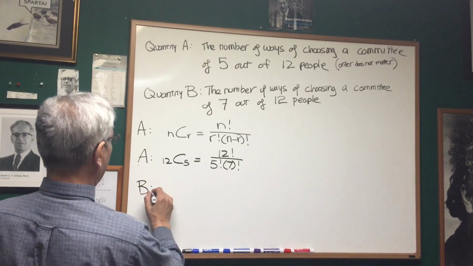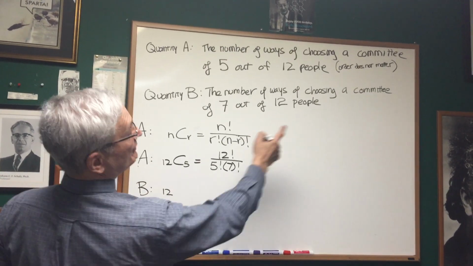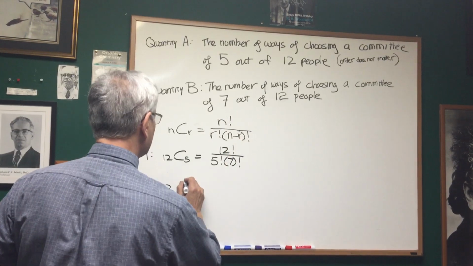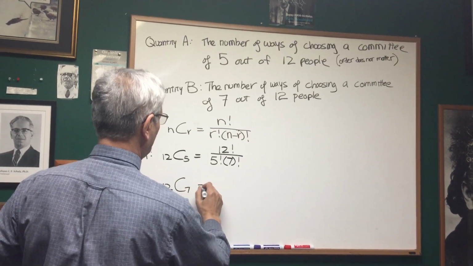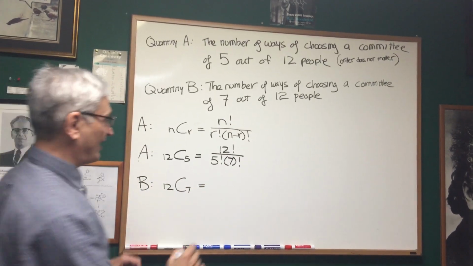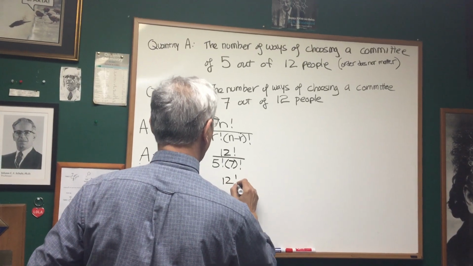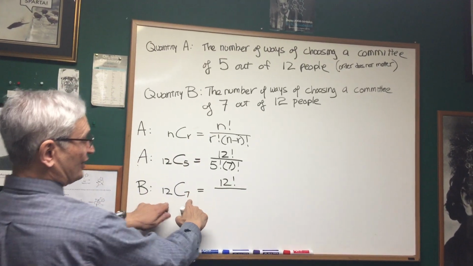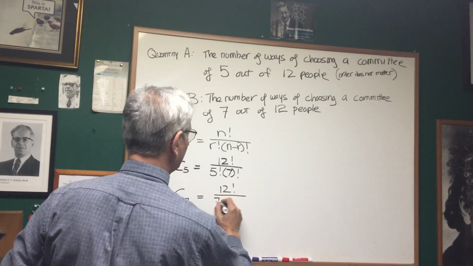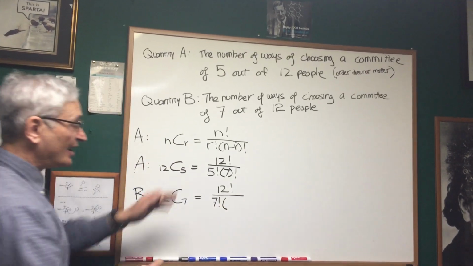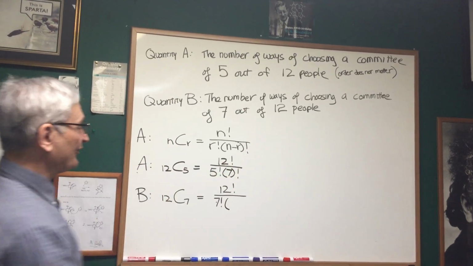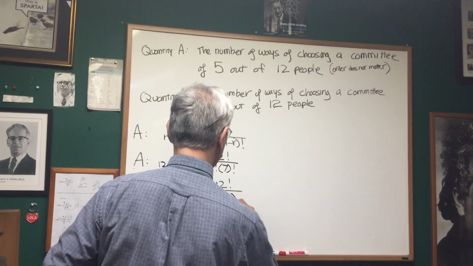For quantity B, we're choosing 7 people out of a total of 12. So the expression is 12C7. That's 12 factorial over the number of things we're choosing, which is 7. So it's 7 factorial times (12 minus 7) factorial, which is 5 factorial.